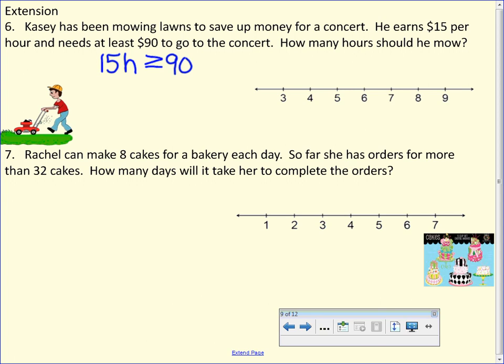Well, I'm going to do the inverse operation and divide both sides by 15. That leaves me with h on the left. And what am I left with on the right? 90 divided by 15. So he has to mow for 6 or more hours. So 6 or more hours times $15 an hour will equal his $90.